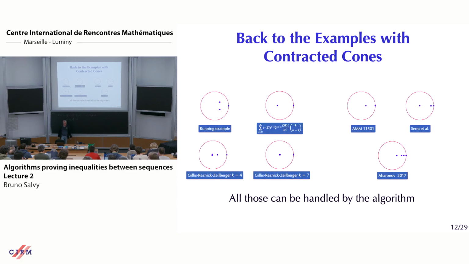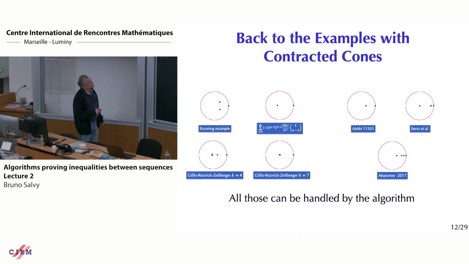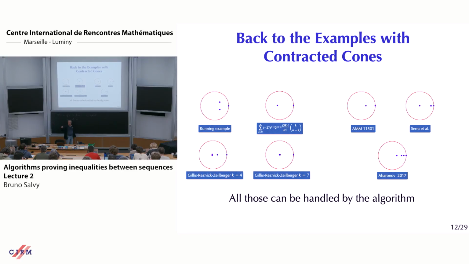So let's summarize. If we come back to the examples we saw yesterday: this is the one I showed today. This is the Straub-Zudilin sequence here. The Gillis-Reznik-Zeilberger that we've just seen. There was this example from the Monthly that was in the Erratum a few minutes ago. There was this recurrence in a paper by Miura and co-authors. And this nice theorem by Aharonov that I mentioned yesterday, but I will show it again. They can all be handled by this method.